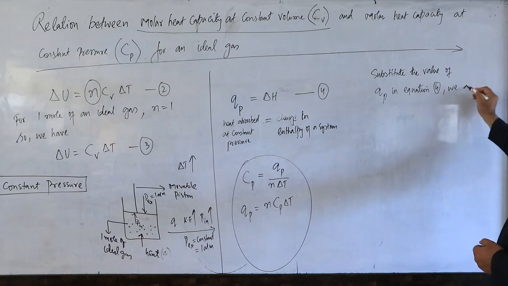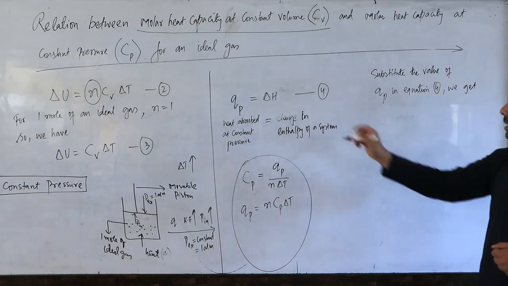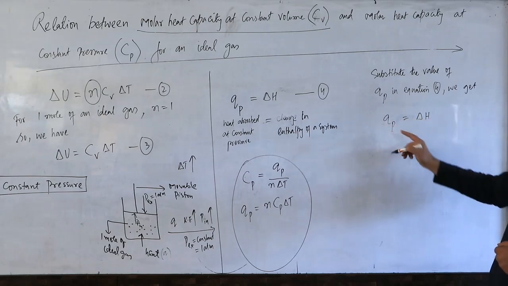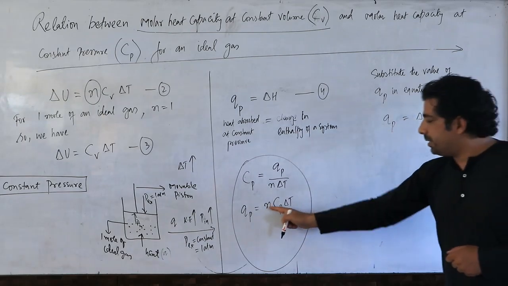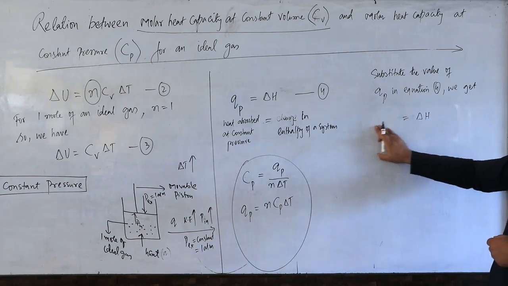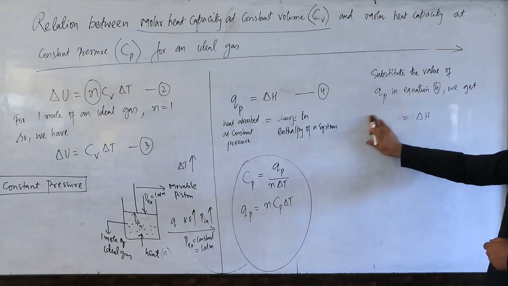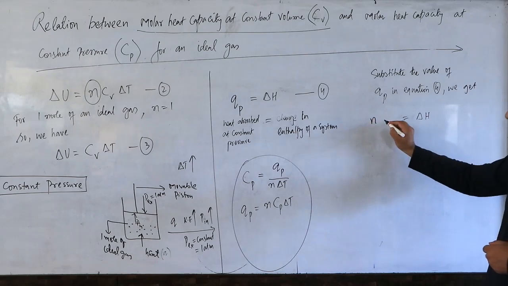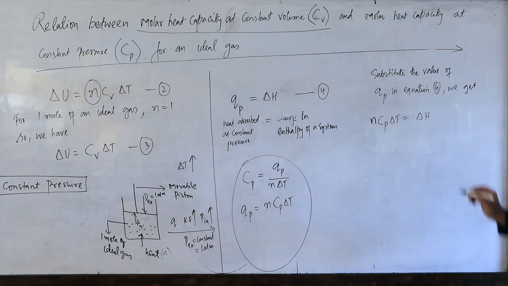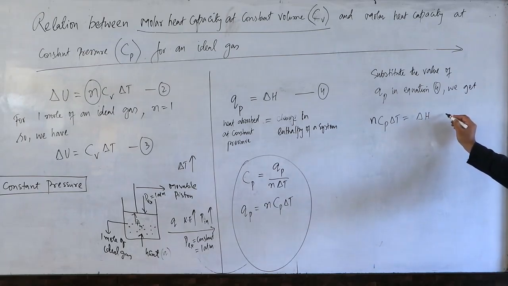We get, in place of QP, my dear friends, we have QP is equal to delta H. So in place of QP, I will write down n CP delta T, equal to delta H. Okay, my dear friends. Let us call it as equation number 5.